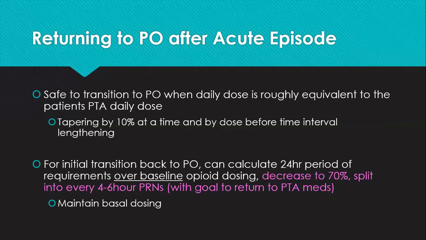And then, if a patient wasn't on opioids at home, or you're taking someone that was on long acting and you're giving them short acting at home, the second bullet point is a good starting marker. So take what they've used in the hospital in the last 24 hours, decrease it by 70%, and then you can split it up into your 4 to 6 hour PRNs.